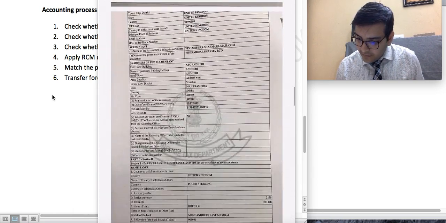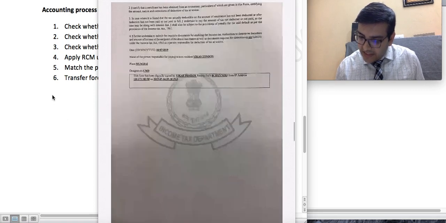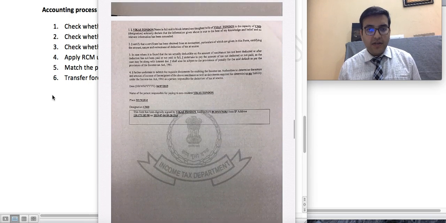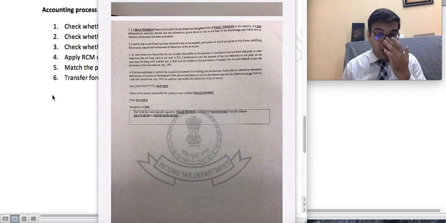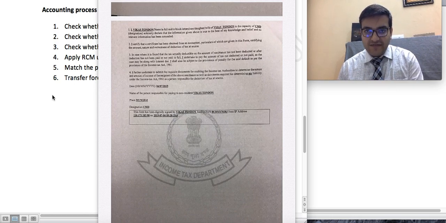Okay. Now this is in 15CA. Then this is a declaration in 15CA that yes, we are declaring this, etc. So these are the documents. This is the first case. Now moving on to the accounting part, let us understand the accounting of this first case.